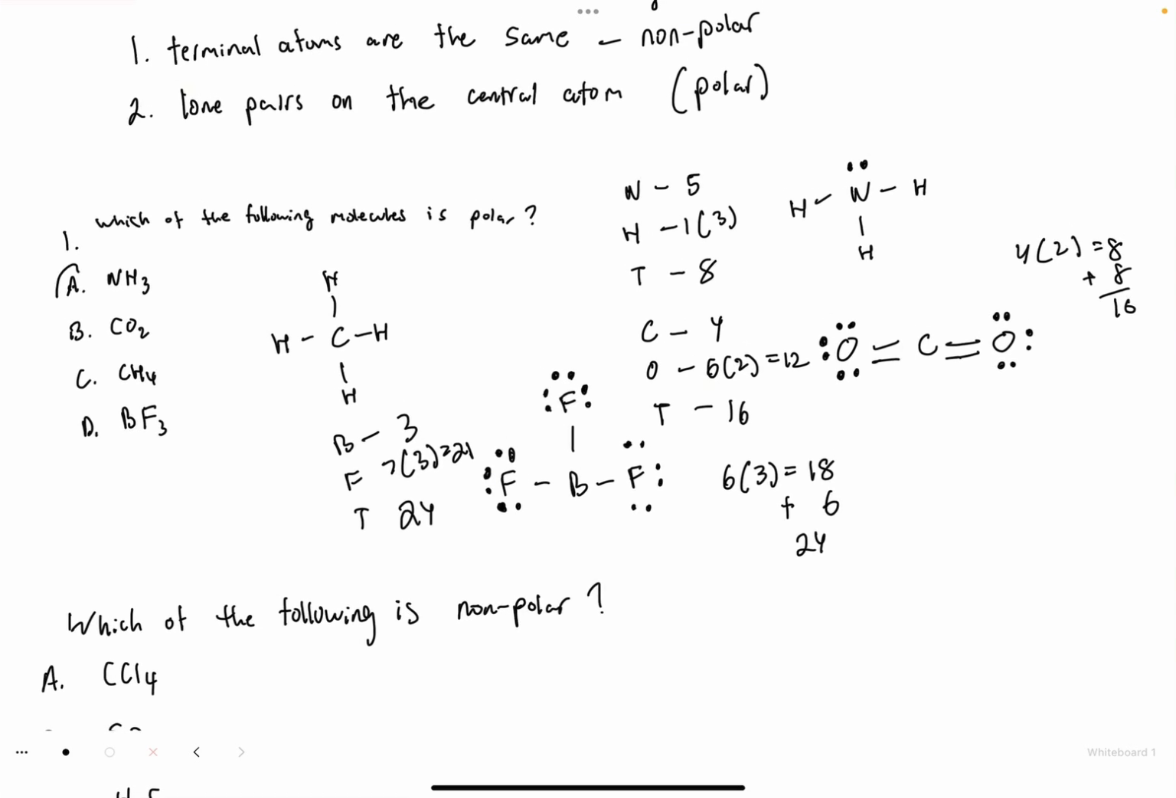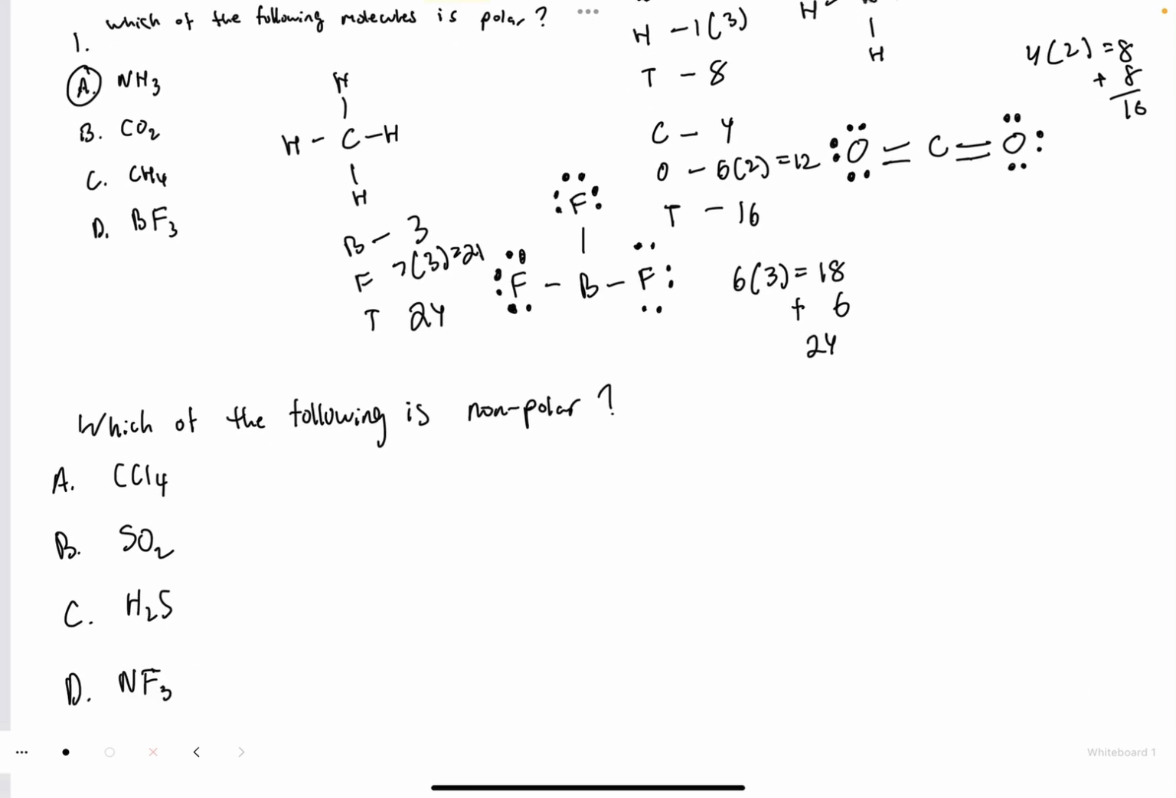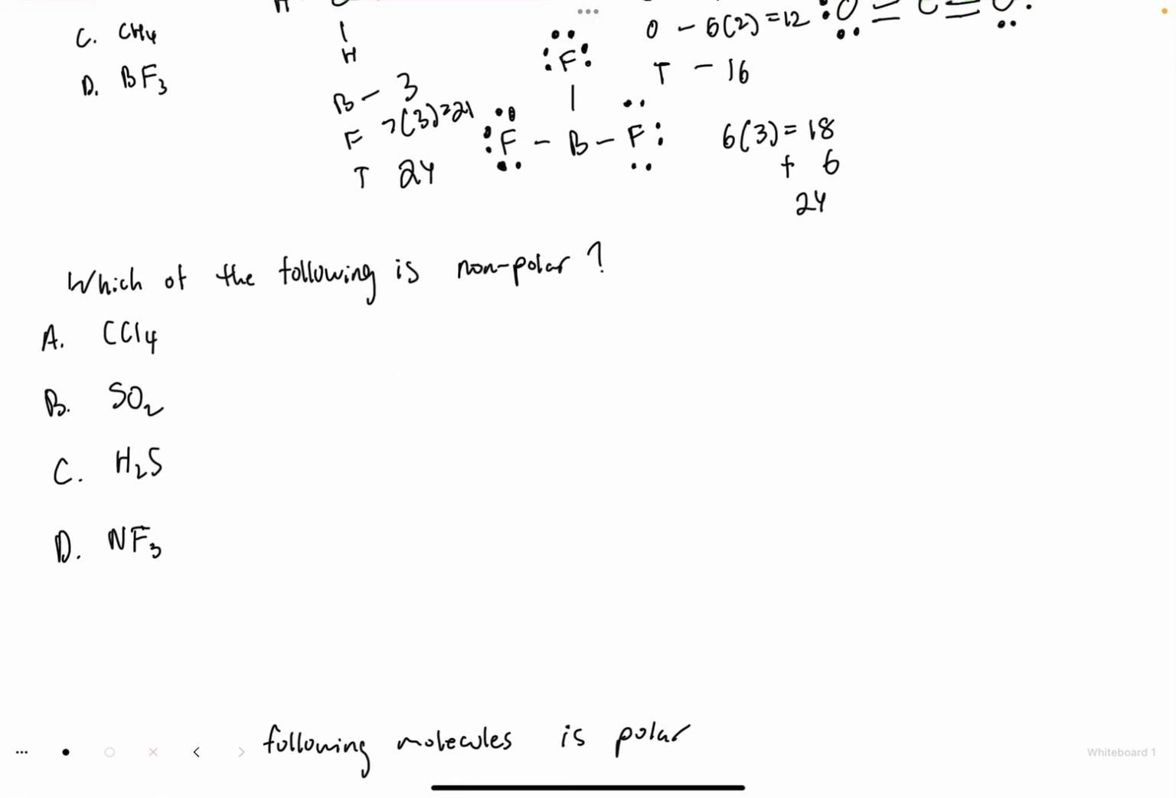And so the answer for polarity would be A, as the terminal atoms are the same. So let's get to the second question. Which of the following is nonpolar? You can kind of tell right off the bat: carbon and chlorine. Carbon has 4 valence electrons. Chlorine has 7 valence electrons times 4. There's 4 chlorines, so that's 28. So you have 32 valence electrons.